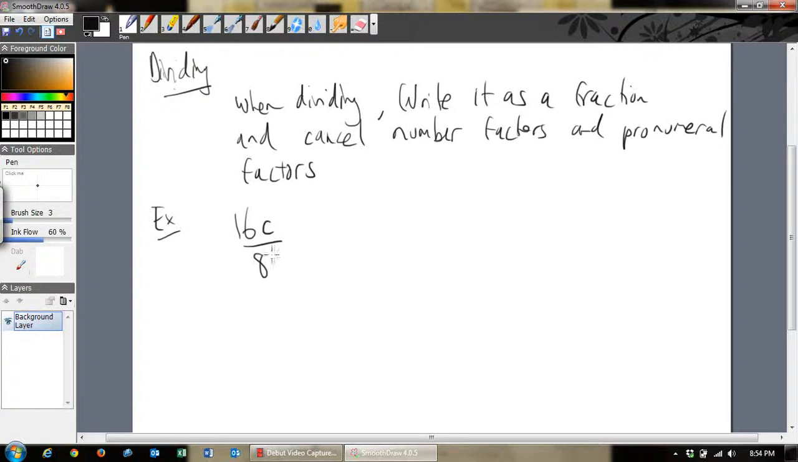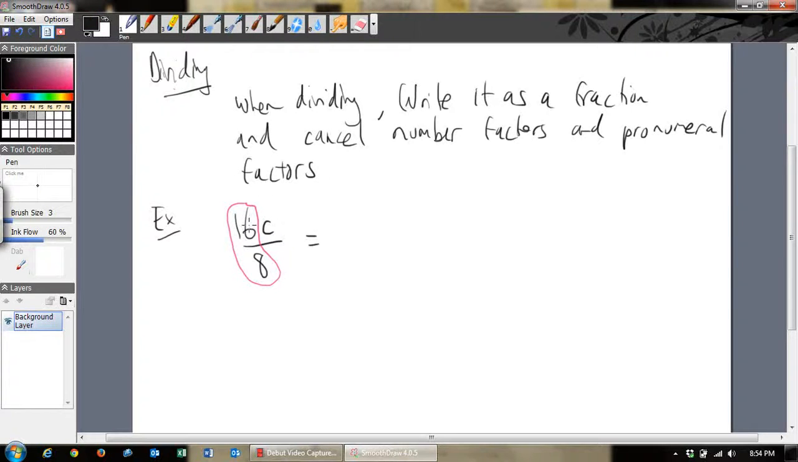16c over 8. Okay, so let's have a look at this. You've sort of got two different sections. I tried to change to a nice pink colour for everyone, but it didn't work. We've got this 16 over 8, that's our number part, and then we've got this other c, which is just your letter part.